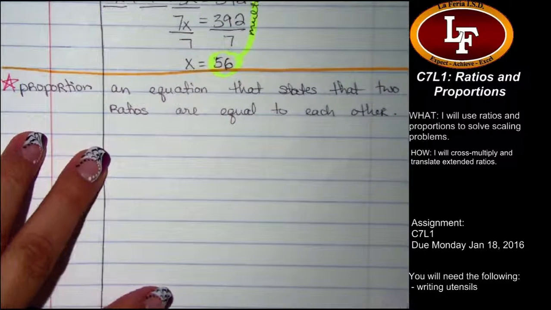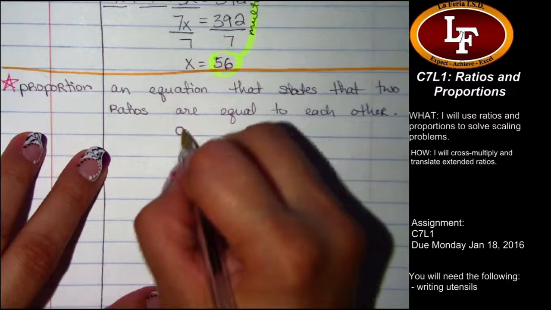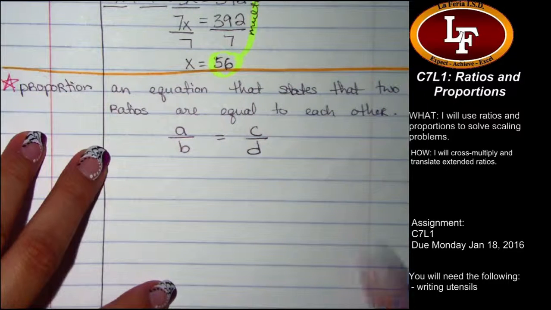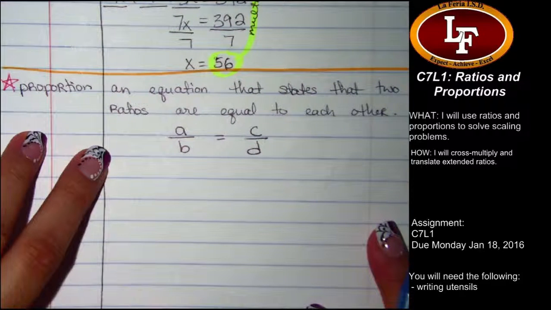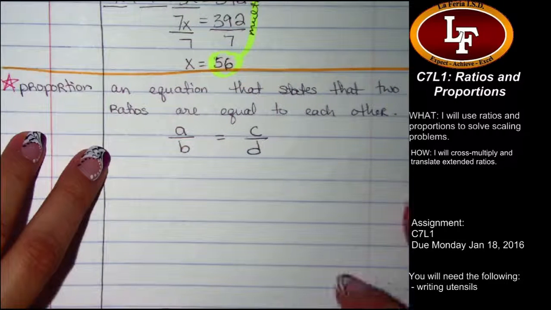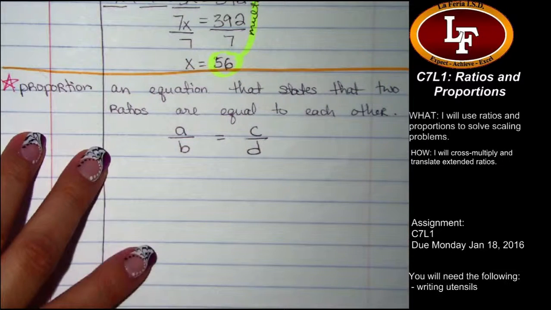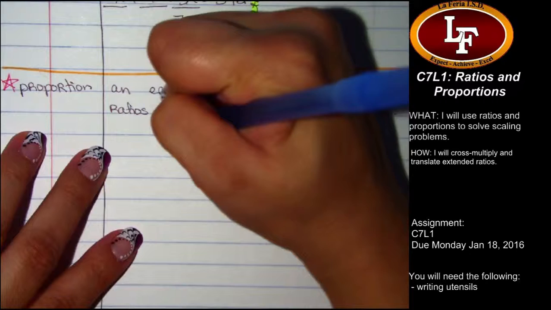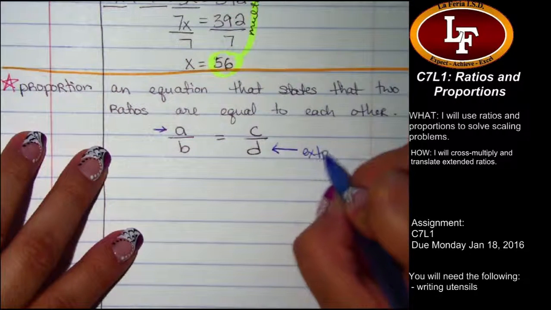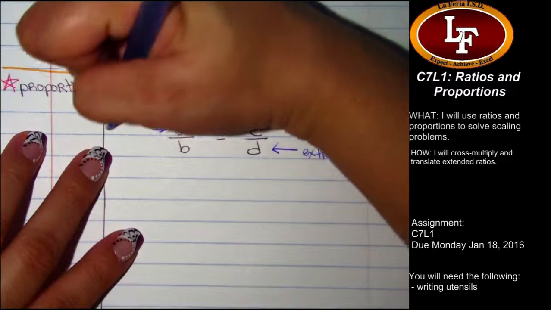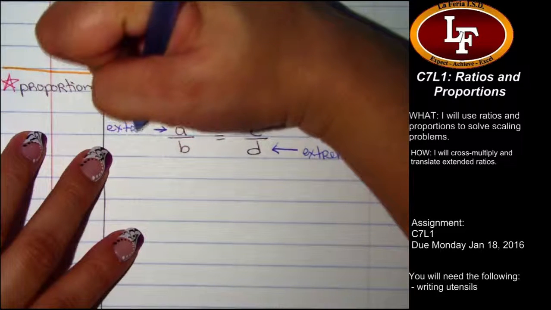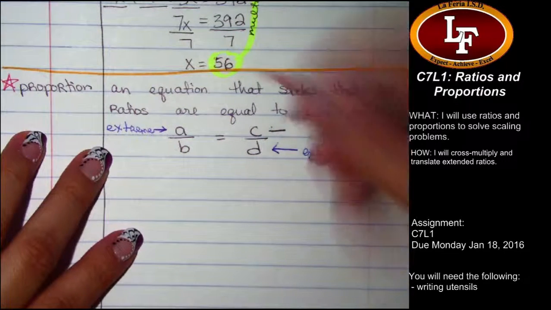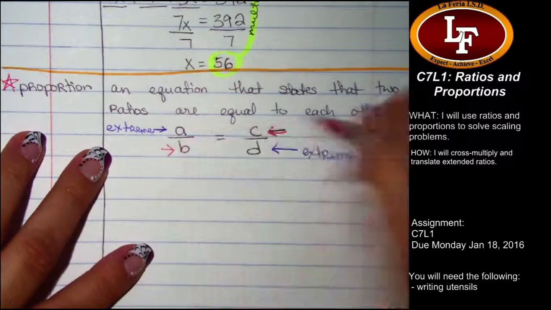So you're going to have something that looks a little bit like this. So one fraction equals one fraction. Let's do some real quick anatomy because we're going to need these proportion body parts here in a little bit. These two values here are called the extremes. And these two body parts are called the means.